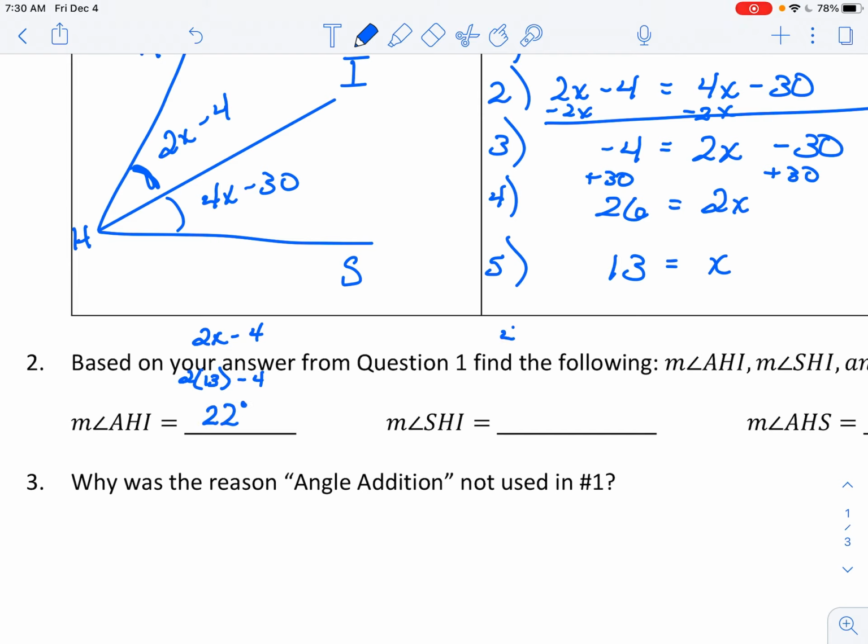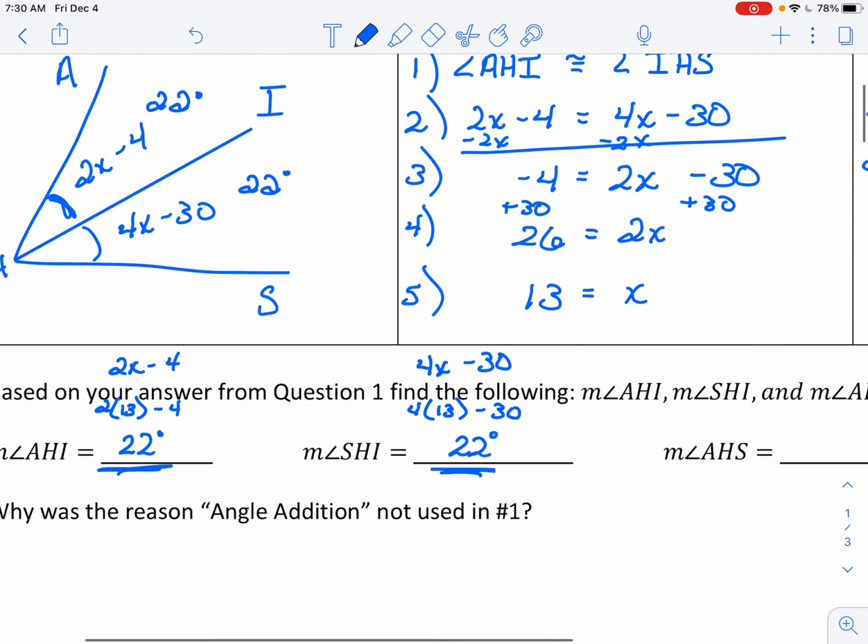Similar for SHI. I had it in the picture as 4x minus 30. I know x is 13. So 4 times 13, 52 minus 30 is 22. This is not a coincidence. I started out saying these two angles were going to be identical. If I got different numbers, it means I can't solve the equation properly.